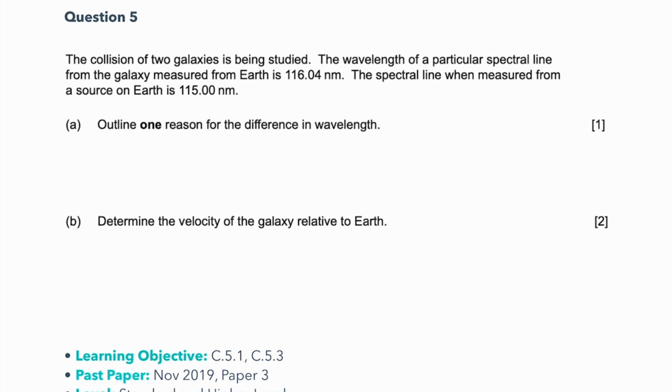Question 5. The collision of two galaxies is being studied. The wavelength of a particular spectral line from the galaxy, measured from Earth, is 116.04 nanometers. The spectral line when measured from a source on Earth is 115 nanometers. A. Outline one reason for the difference in wavelength. And that's exactly the same answer as we've just mentioned above. The galaxy is moving away from the Earth.